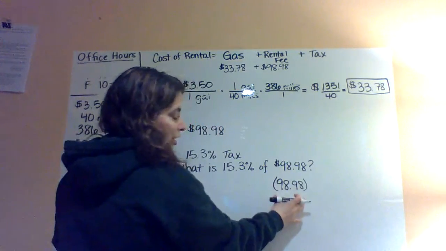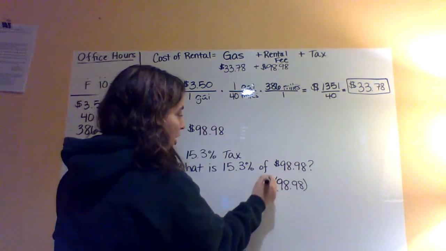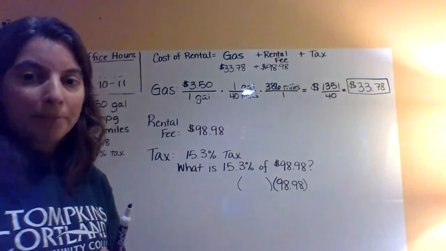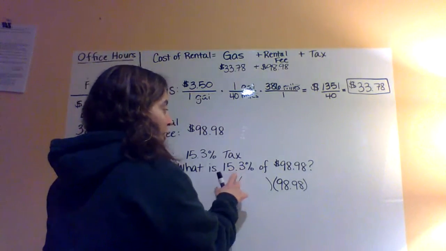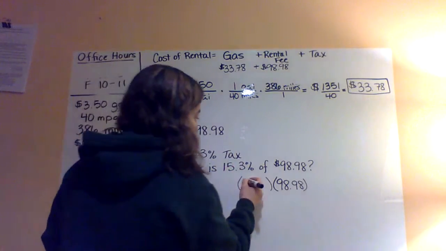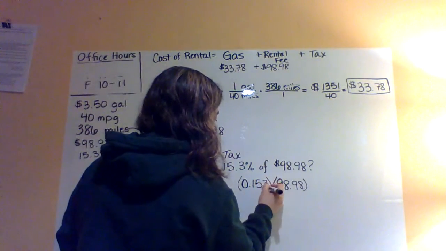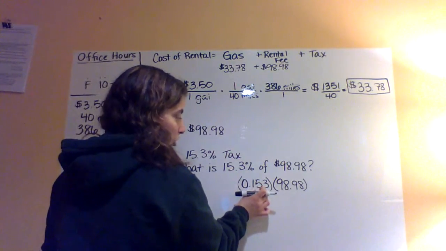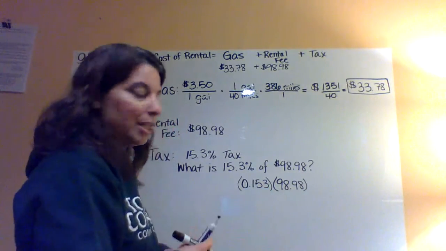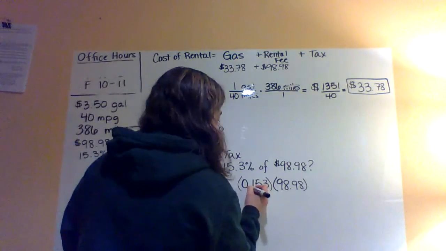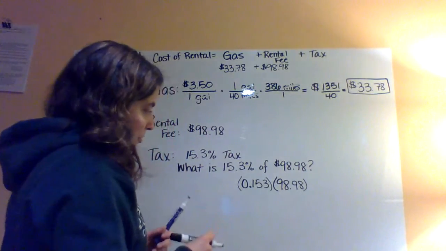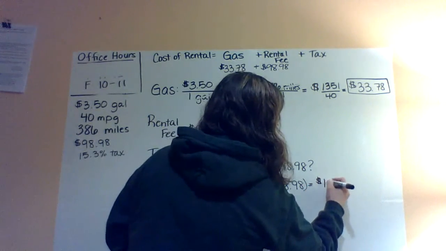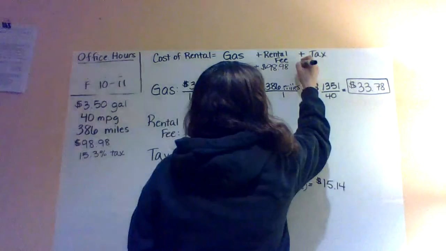One of those things is the $98.98. The other thing is my percentage. But remember, we always write percentage as a decimal when we're working with it. So I can either think about that I'm dividing by 100 or I'm moving the decimal point over 2 places to the left. Right? 15%, let's forget about the 3 for a second. 15% is 15 hundredths. 15 out of 100 is what 15% means. So we can see the correlation there. So when I multiply 0.153 times 98.98, I'm going to get $15.14. That is what my tax is going to be.